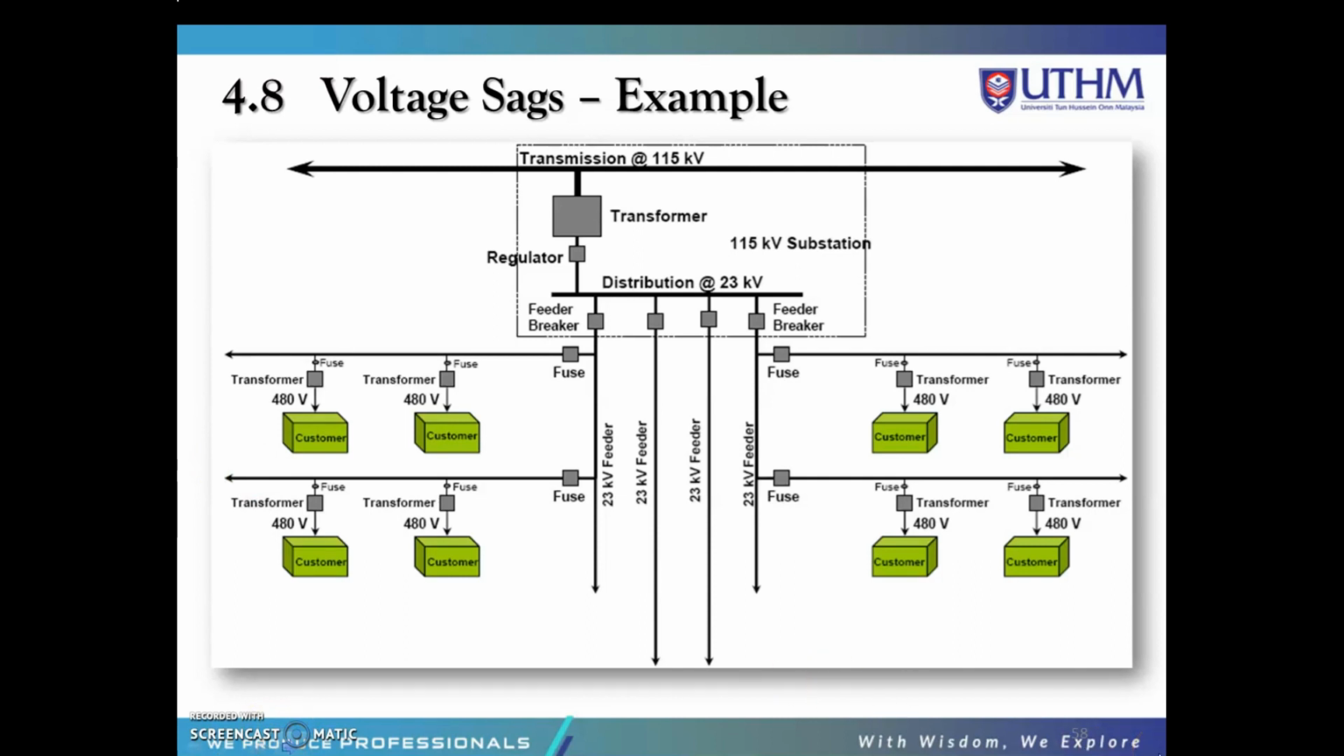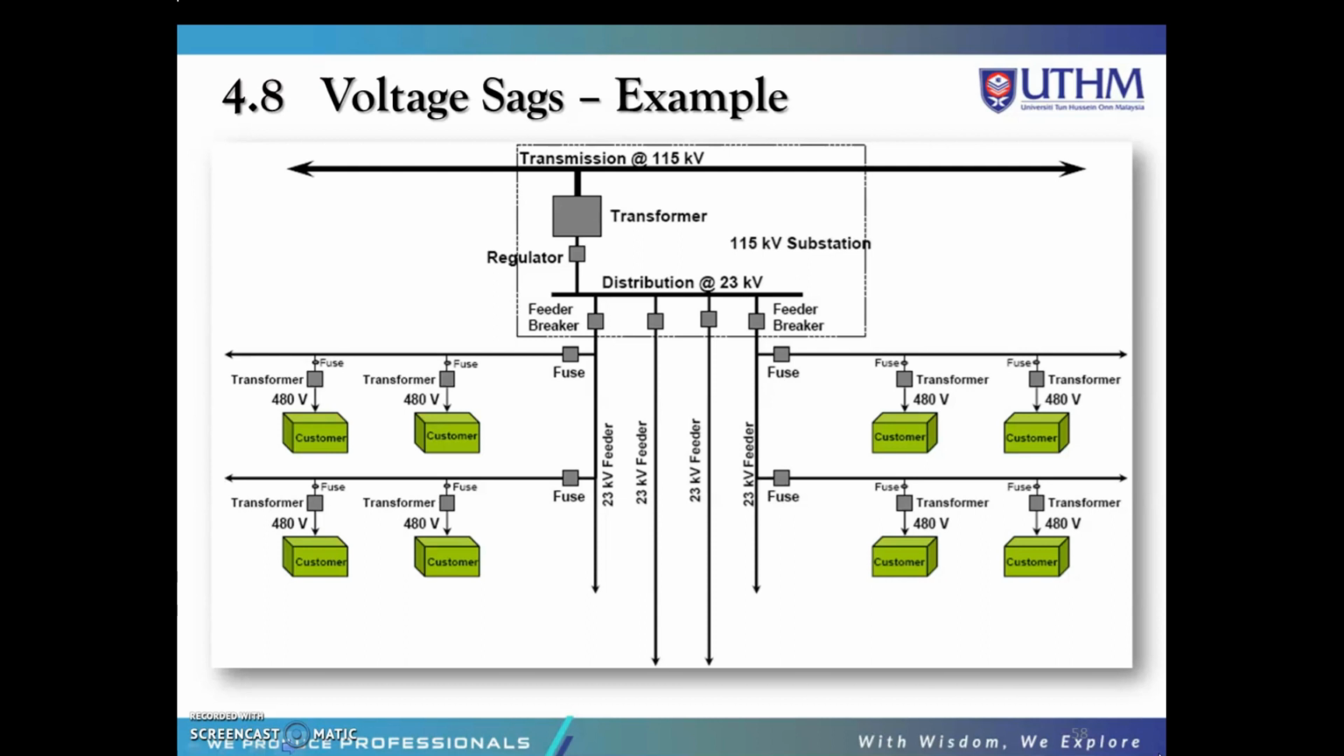Okay. Next is the voltage sags. A voltage sag is a short duration, for example, 0.5 to 60 cycles, decrease in the RMS voltage magnitude, usually caused by a fault somewhere on the power system. If you look at this diagram, this is a normal electrical power system diagram.